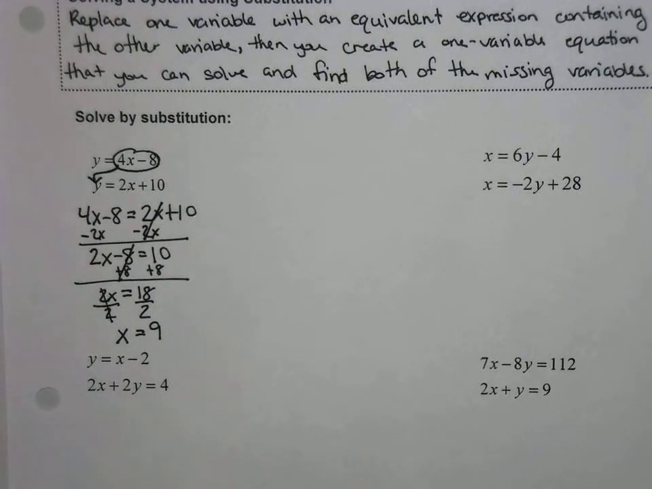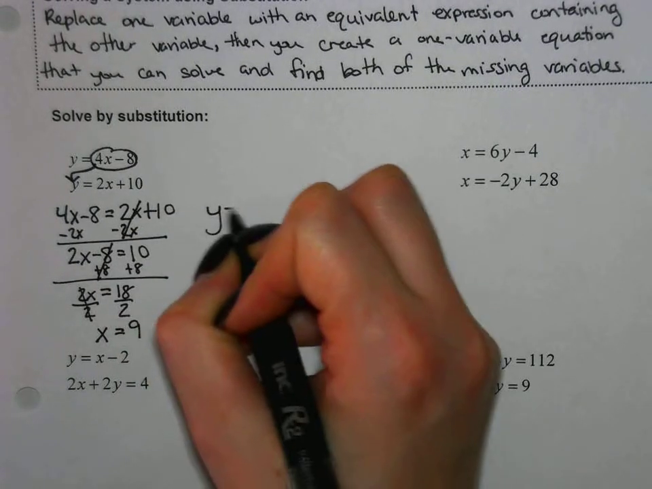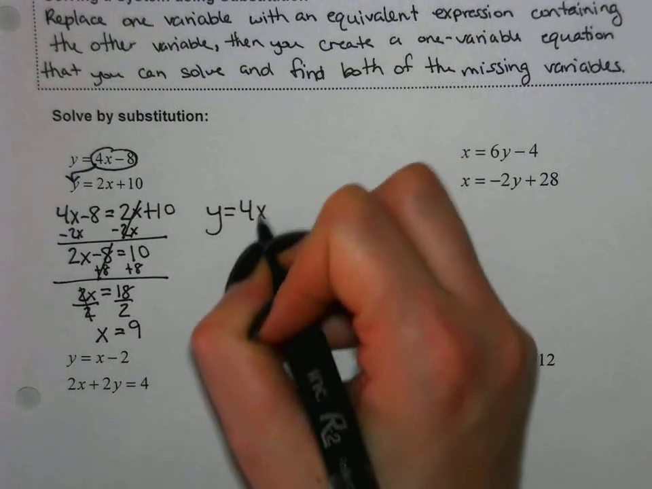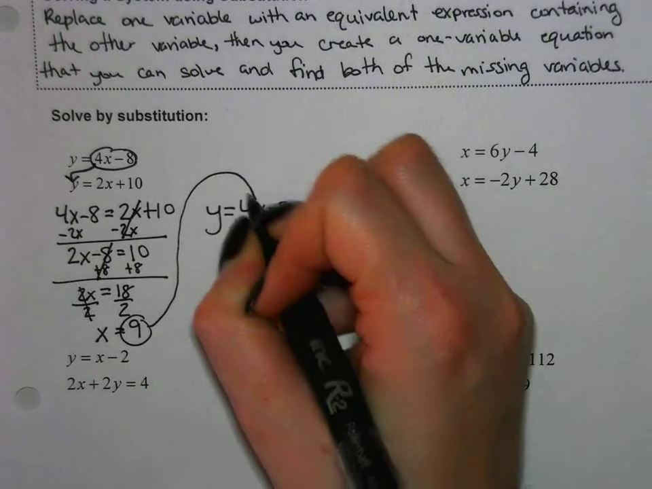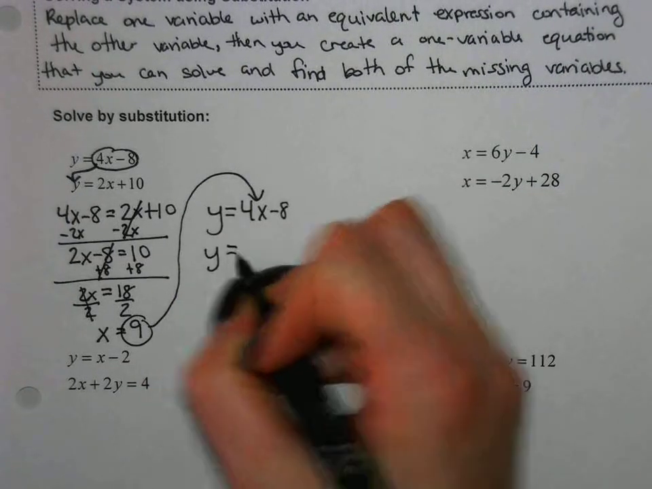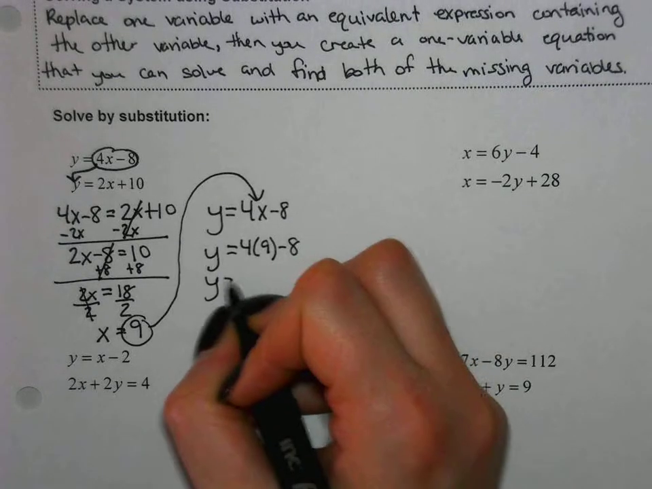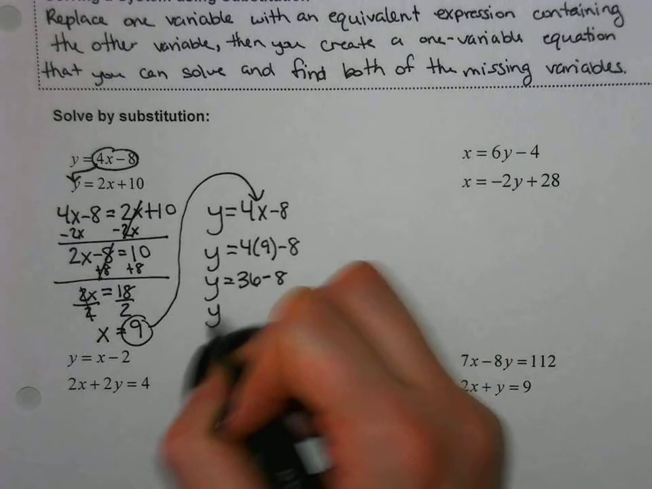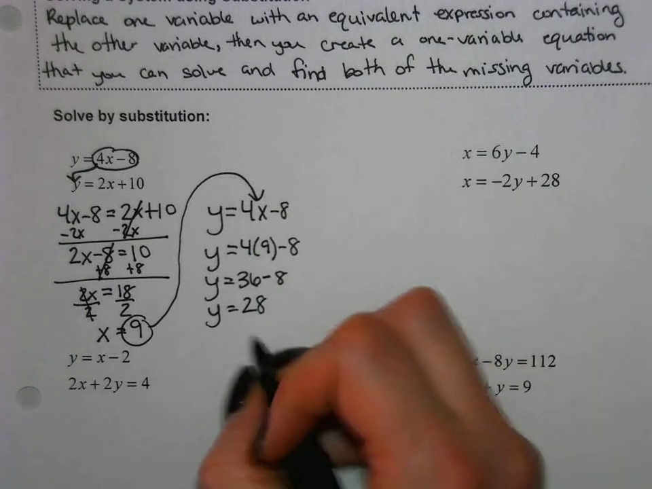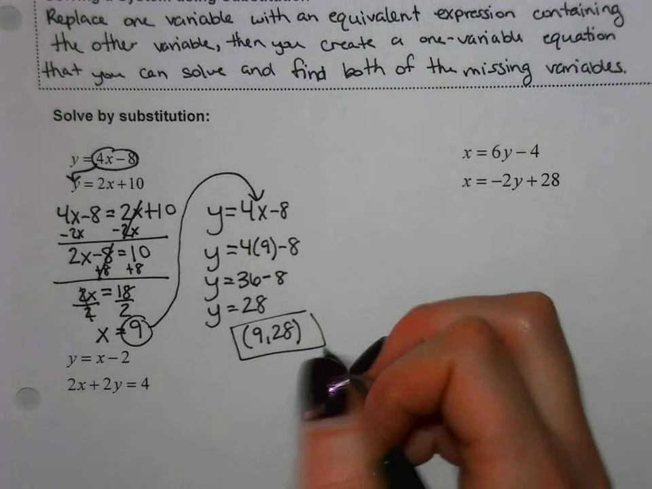Once we find our first variable, let's go and rewrite our top equation, so y equals 4x minus 8. We know that x equals 9. So I'm going to substitute 9 in for my x and solve. 4 times 9 is 36. 36 minus 8 is 28. So our final solution is 9 and 28.